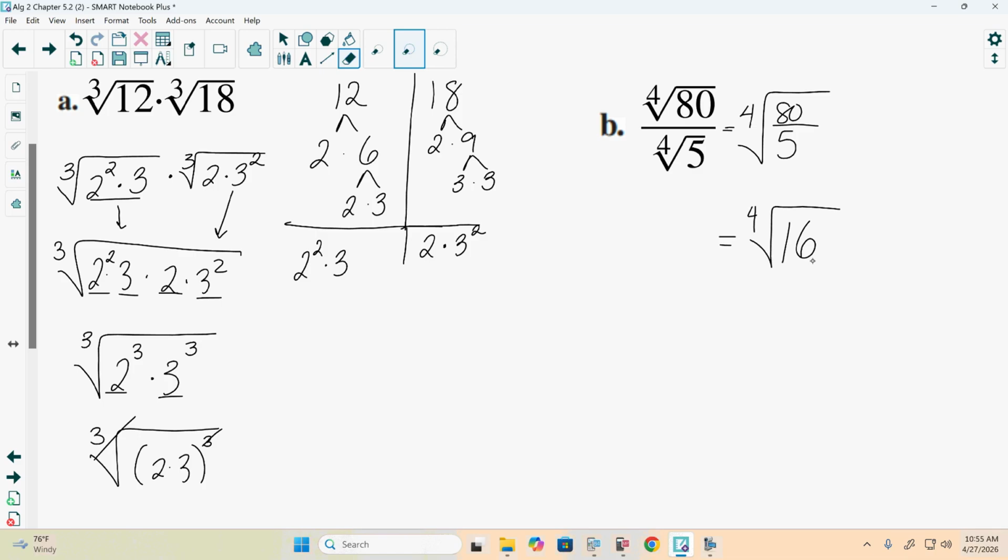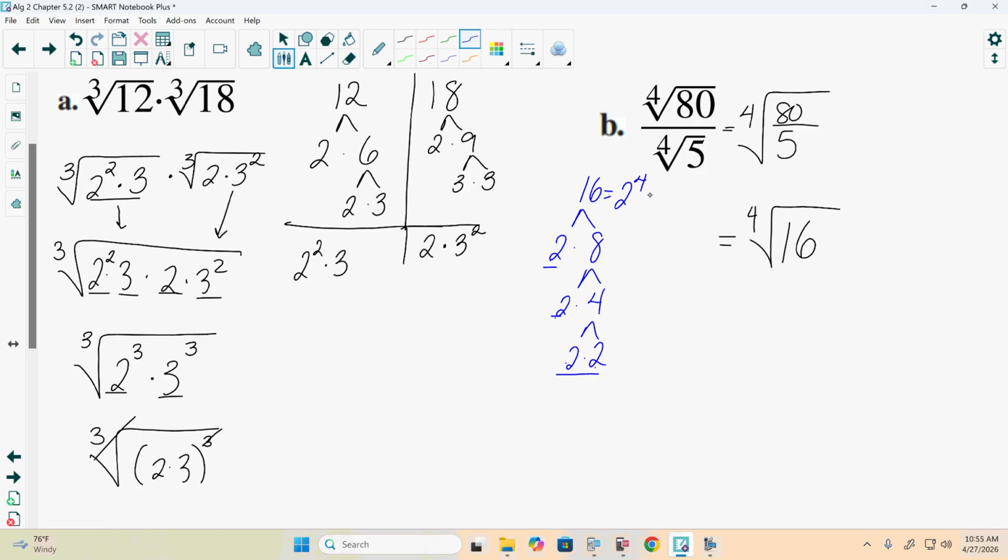That is fine. And this would be in simplest form as long as we don't have a perfect root inside there. We don't have a factor of 16 that can be written as a number to the 4th power. Two ways we can do this. One is we can factor tree. Well, 2 is a factor of 16. It's 2 and 8. 8 would be 2 times 4. And 4 is 2 times 2. Can't go any further. We have 1, 2, 3, 4 2's, telling us that 16 is indeed 2 to the 4th power.